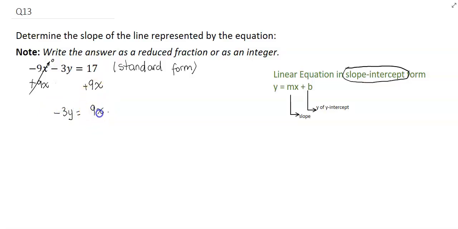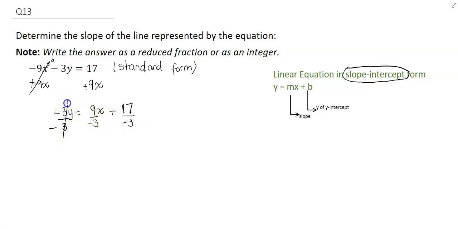9x plus 17. I cannot combine this at all because this is a variable term and this is a constant term. And I don't want any coefficient in front, I just want the coefficient 1 in front of it. So to be 1, I have to divide by the coefficient itself. A number divided by itself makes 1. Then I do the same here for this term and for this term.